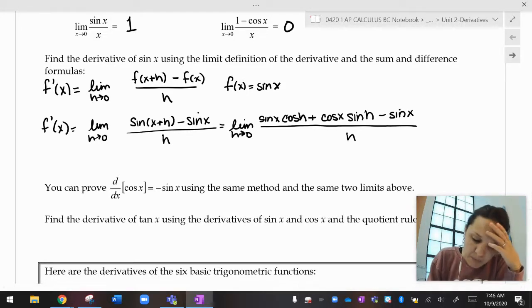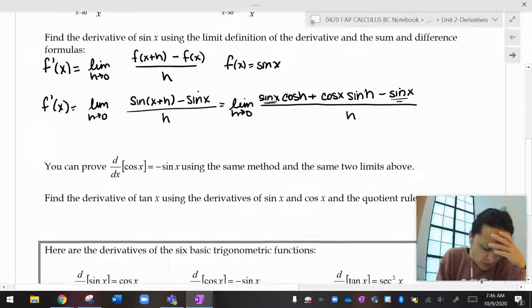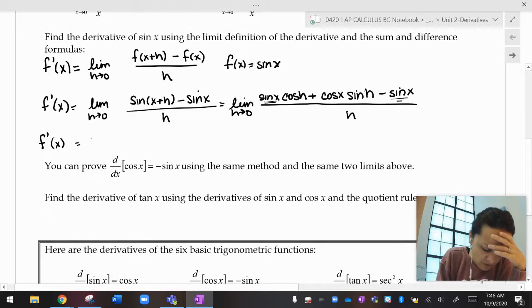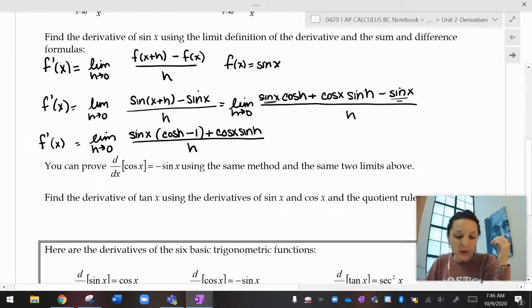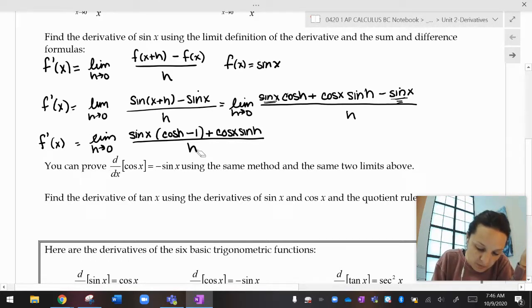Well, I have a sine x here and a sine x there, so what I can do is rewrite that in factor form and have the limit as h approaches 0 of sine x times cosine h minus 1, plus cosine x sine h, all over h. What I did is I pulled the GCF of sine x out of the first and the last term, and then I just kept the middle term the way it was. And then just to save a little bit of space, what I'm really going to do with this is split it into two fractions here.